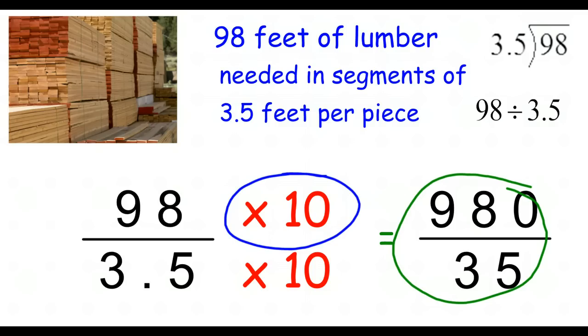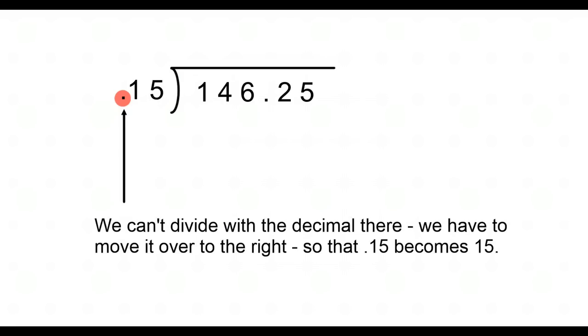So let's take a look at that. An example, a larger example: 0.15 is divided into 146.25. We don't like to divide with a decimal point there. We can't really divide by the decimal point there, so we have to move the decimal point to the right, so that 0.15 becomes 15. We actually do that by multiplying by 100.